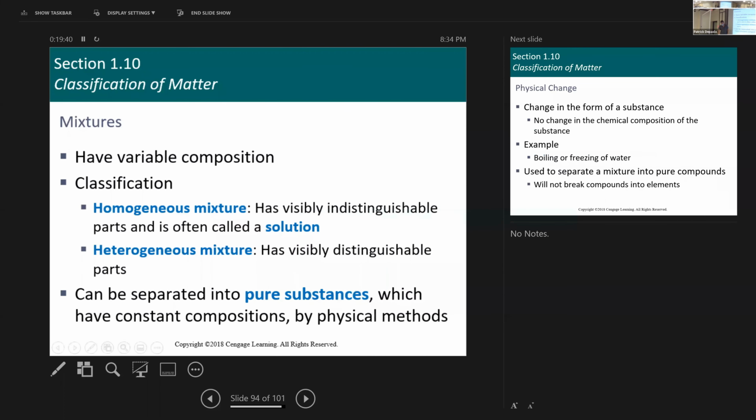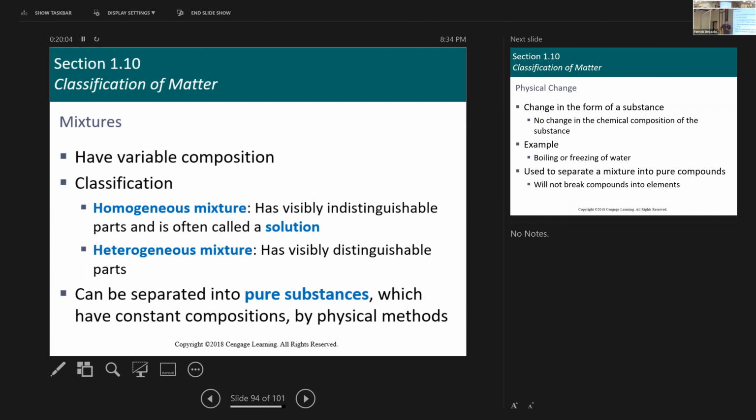Okay, so the last thing we're going to do is mixtures. There are mixtures and pure substances. So there are two types of mixtures. There are homogeneous mixtures, which means they have the same makeup throughout, the same uniform distribution of particles, right?